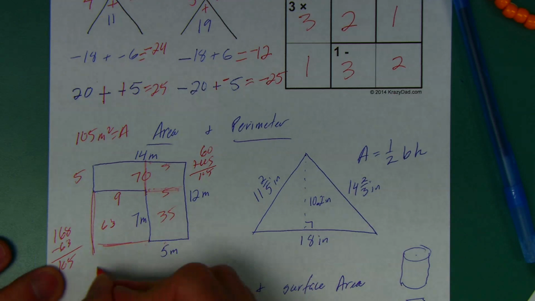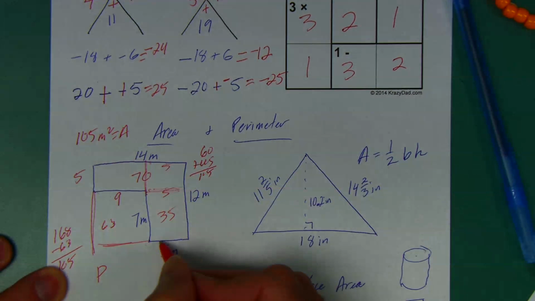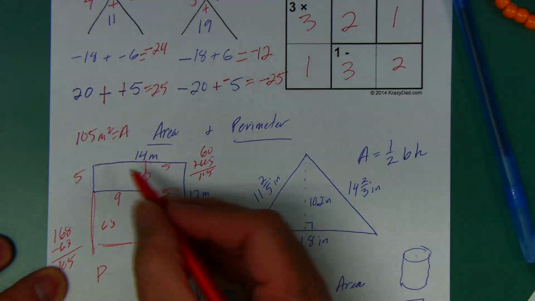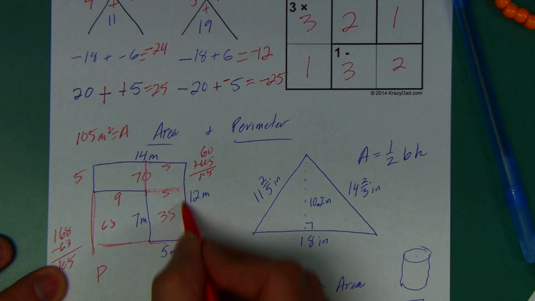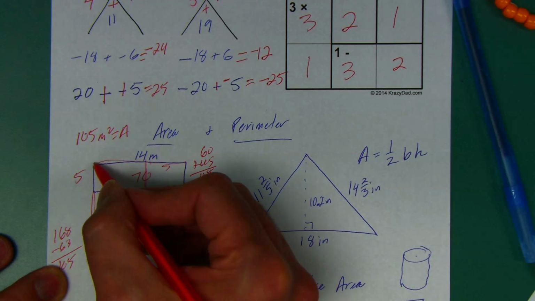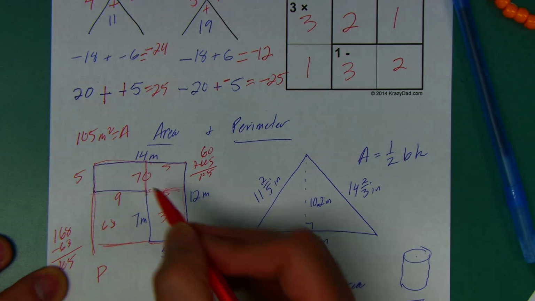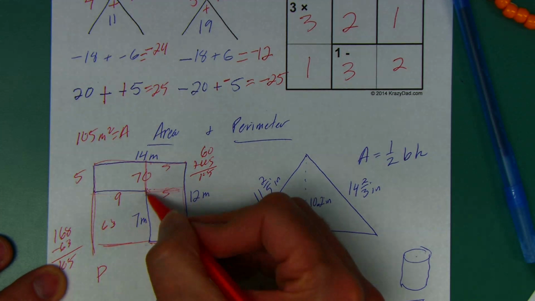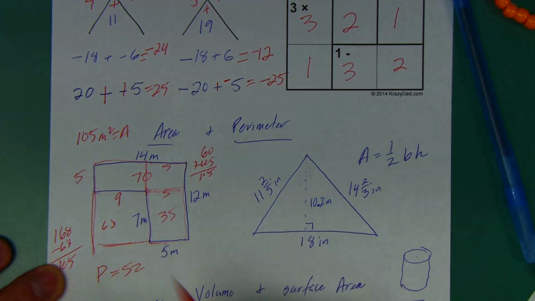All right, the perimeter is the distance all the way around. I need that 5, 14, 12, 5, 7, and 9. So 5, let's just start here. 5 plus 12 is 17, plus 14 is 31, 31 and 5 is 36, 36 and 9 is 45, and 45 and 7 is 52.